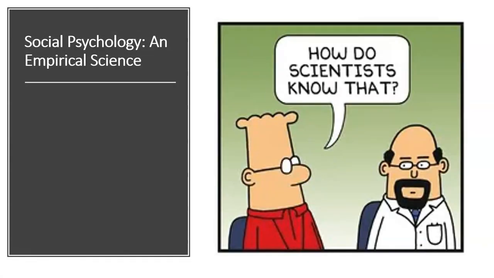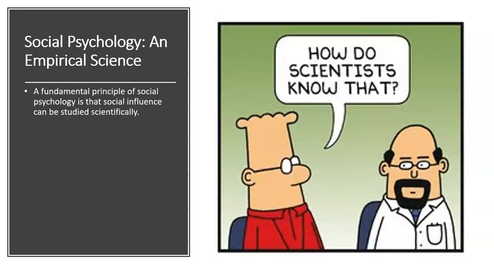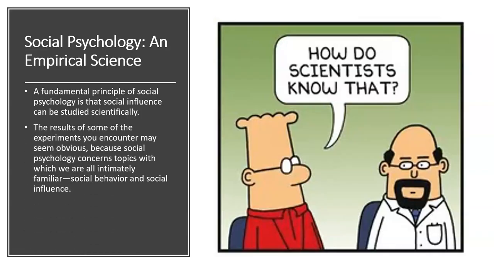So we'll start out by acknowledging that, like all of psychology, which is a scientific endeavor, social psychology is an empirical science, meaning that what we do as scientists is to study the phenomenon of interest, in this case social influence, scientifically. We don't just go with what seems obvious or what everybody already knows based on our own experiences. We actually have to test those assumptions to know whether or not they have validity in the real world.